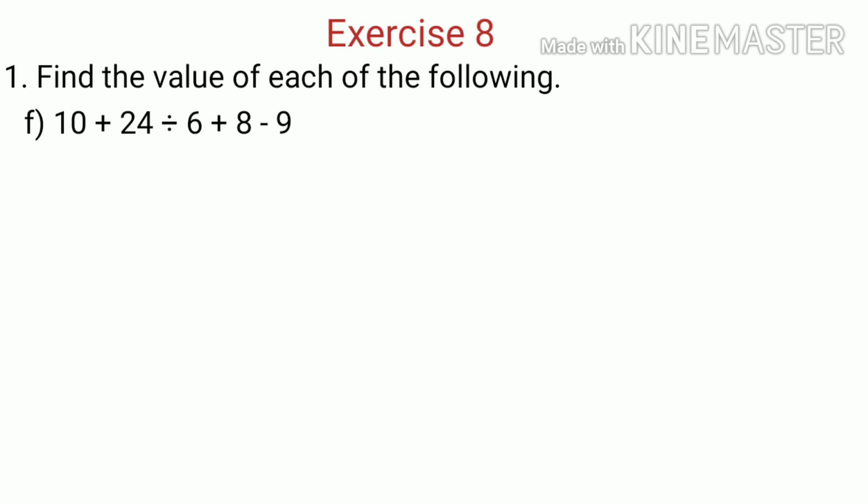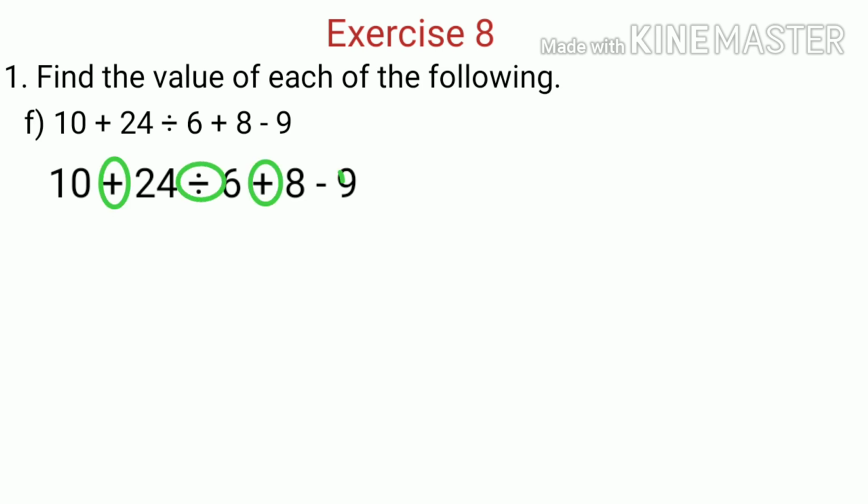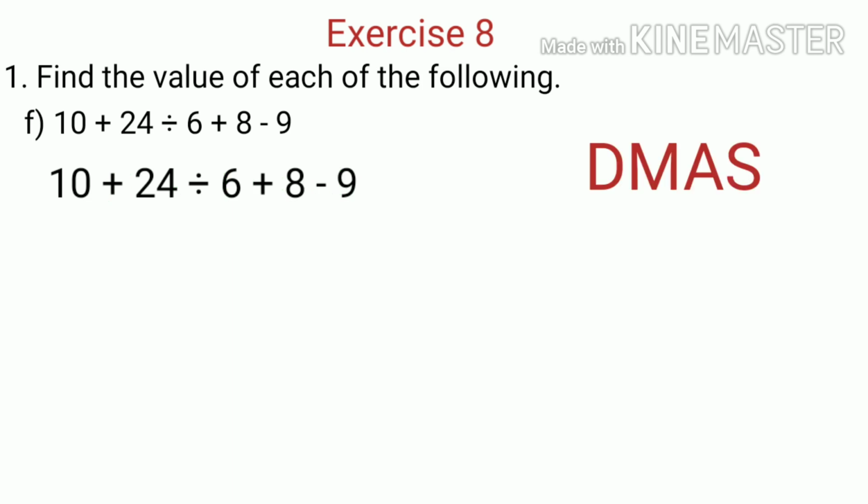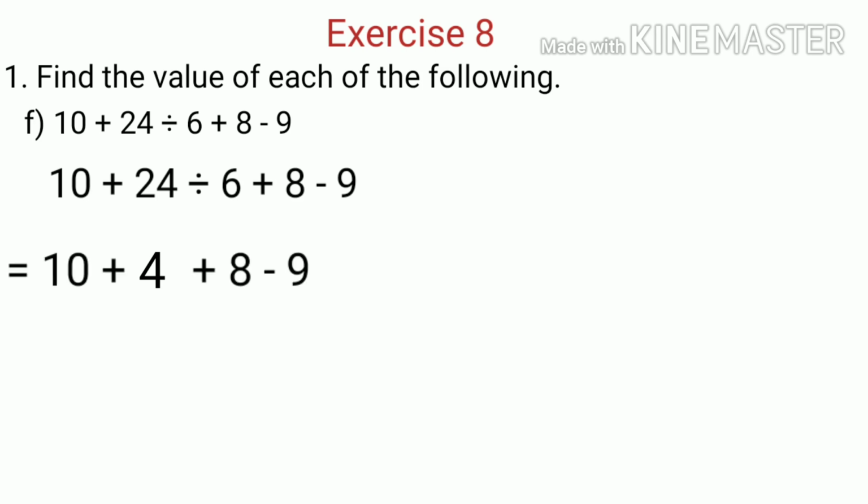10 plus 24 divided by 6 plus 8 minus 9. This expression involves addition, division, and subtraction. So we will use the DMAS rule here. If we use the DMAS rule, we have to first divide because D is first. So we will first divide 24 by 6. When we divide 24 by 6, we get 4. So the expression becomes 10 plus 4 plus 8 minus 9.